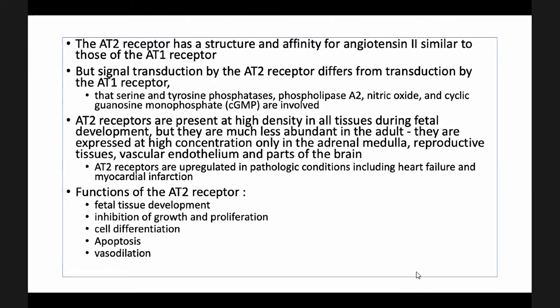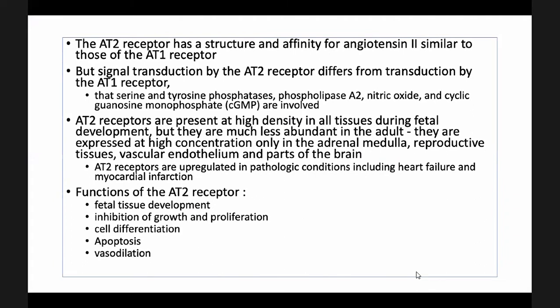So the AT2 receptor has a structure and affinity to angiotensin II similar to those of your AT1 receptor. But the signal transduction by the AT2 receptor differs from the transduction by the AT1 receptor in that serine and tyrosine phosphatase, phospholipase A2 and nitric oxide and cyclic guanosine monophosphates are involved in the process.